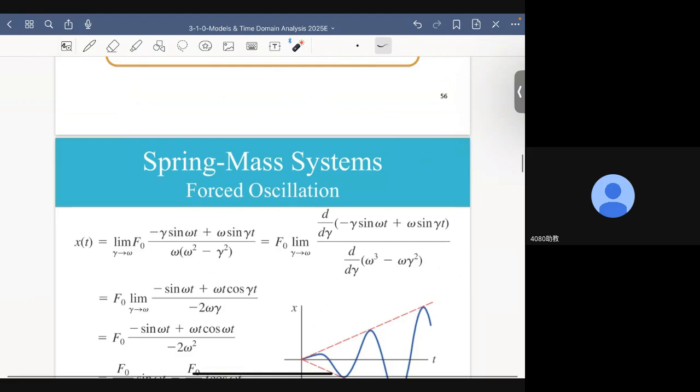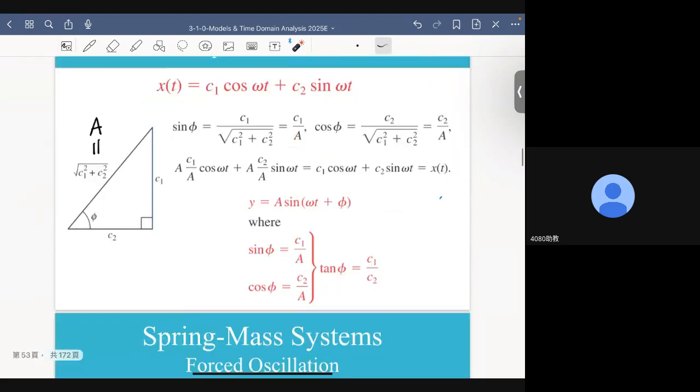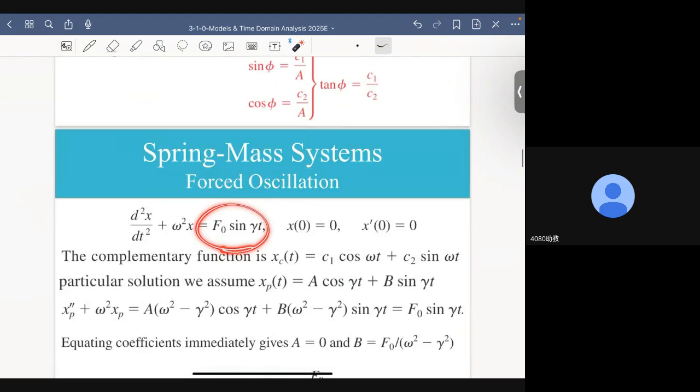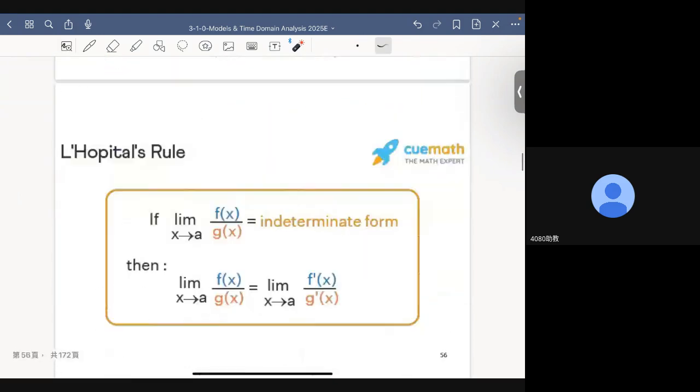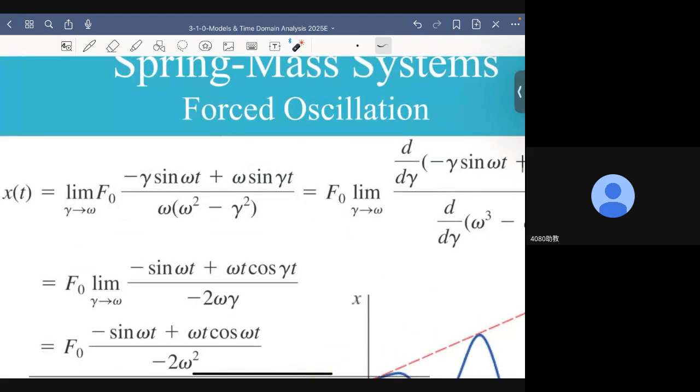That is, we want to know what happens if the frequency of the input sinusoid is identical to the natural frequency of the spring mass system. We want to know what will happen, okay? So to do that, we will run into one problem. That is, if gamma approaches omega, then the denominator here will become zero. Then this result will become undetermined, because you don't know what will happen if this term is divided by zero.